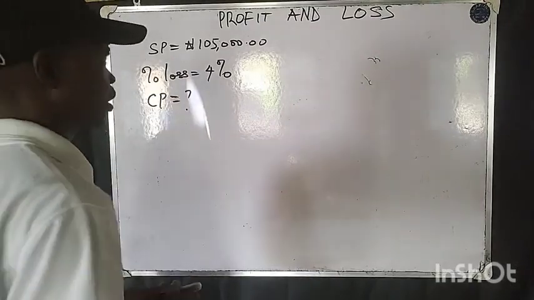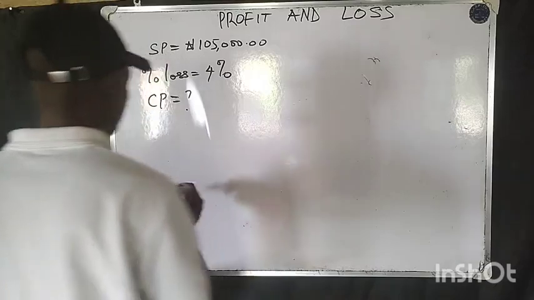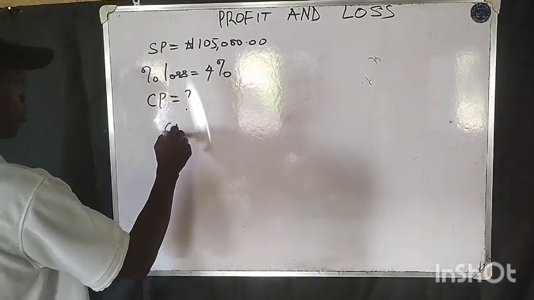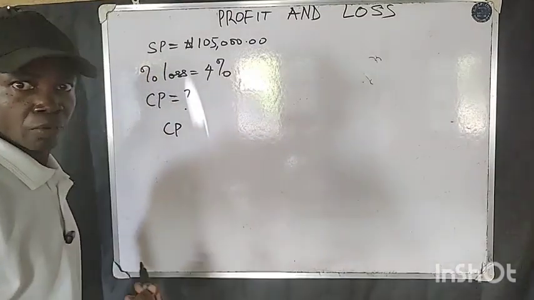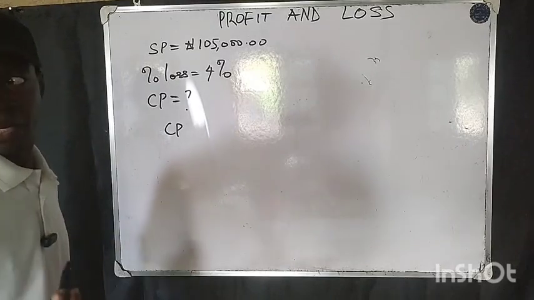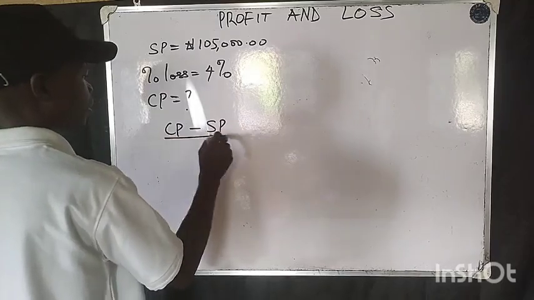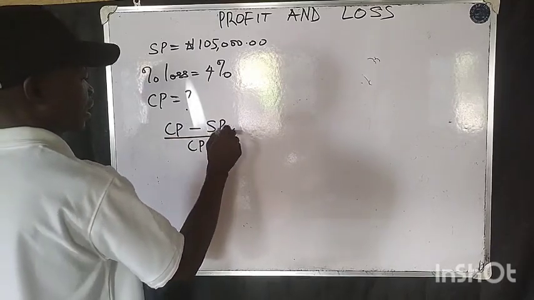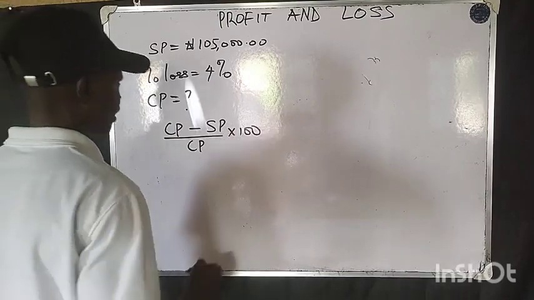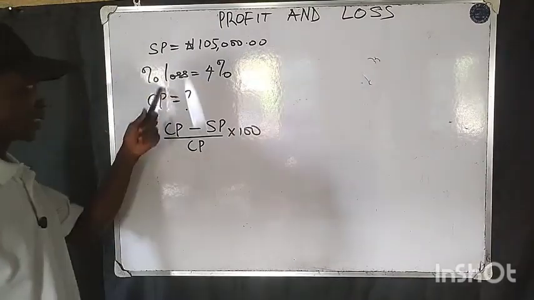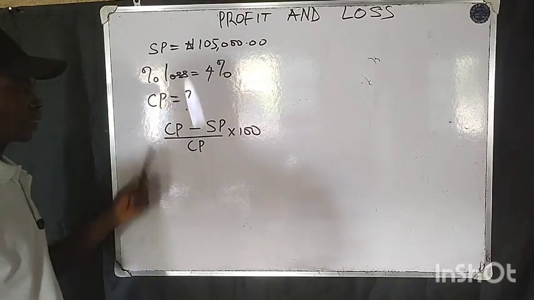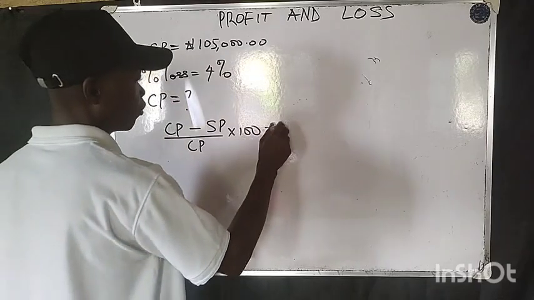Since there's a loss, the formula method we're going to use will be CP minus SP over CP, times 100, equals the percentage loss. There's a loss, so CP will come first, which means CP is higher. They have already given you the percentage loss, which is 4.